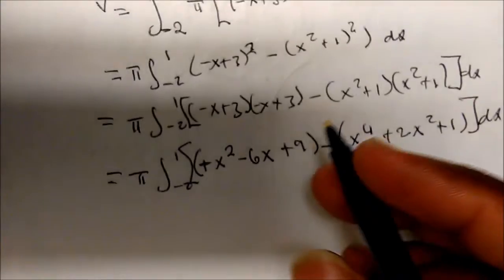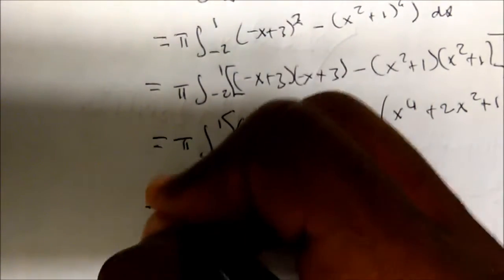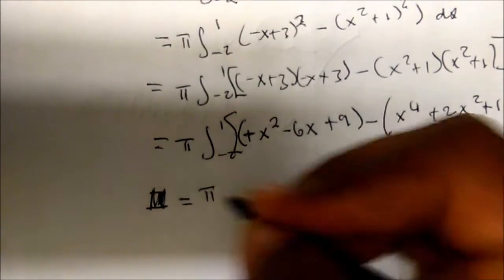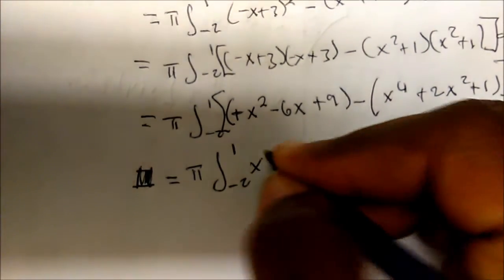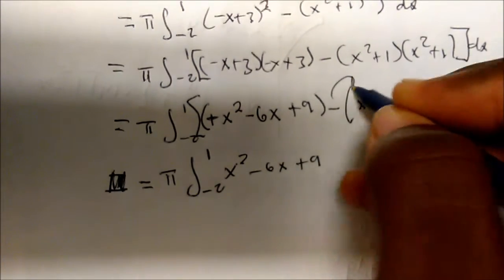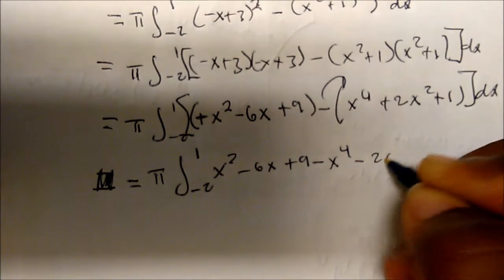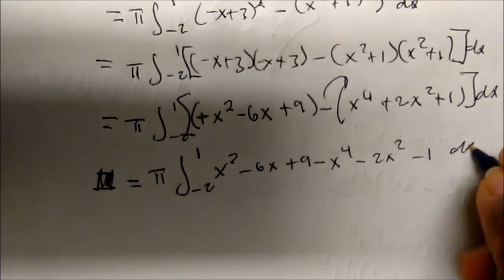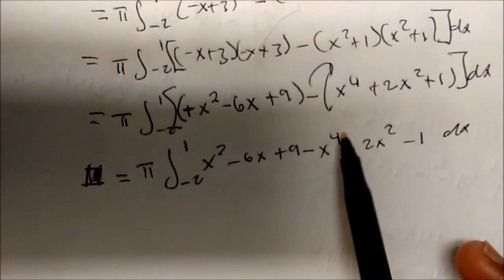Right, so I could combine like terms. So I'm still going to have my pi times the integral from -2 to 1. Now this becomes x squared minus 6x plus 9. If I distribute my negative to all this stuff here, this becomes -x to the 4th minus 2x squared minus 1 dx.